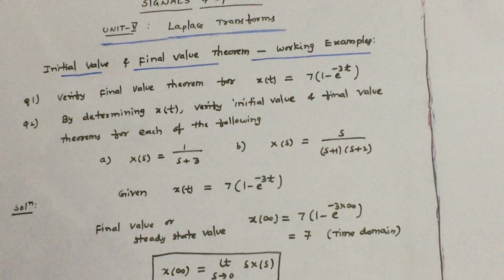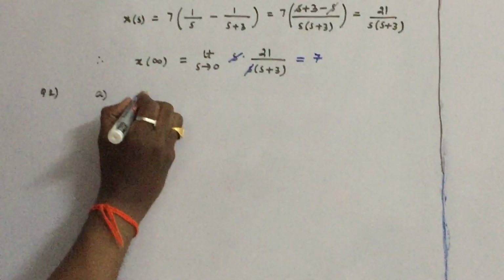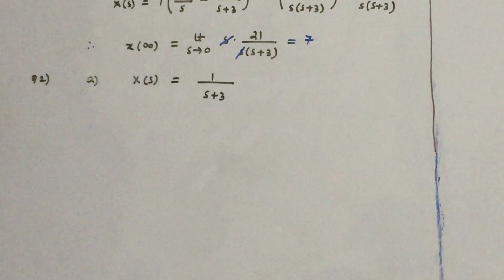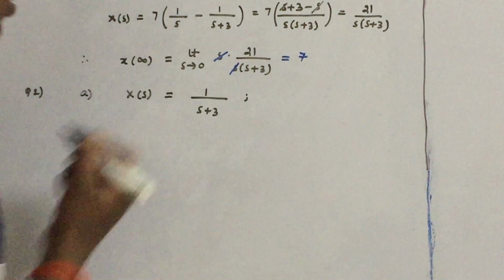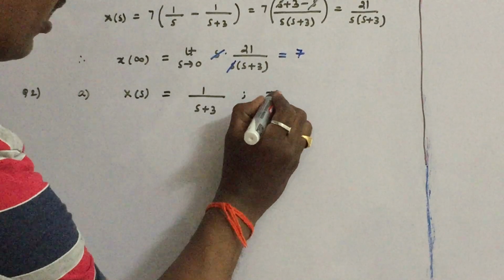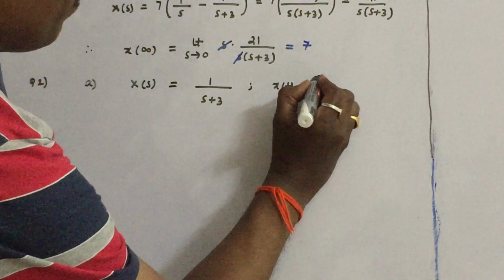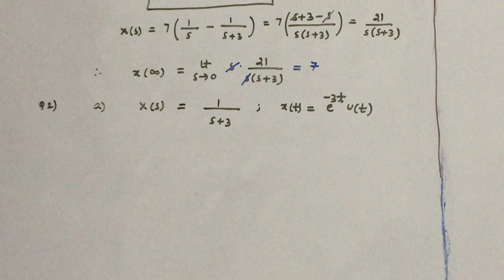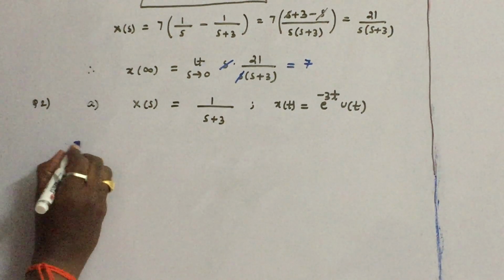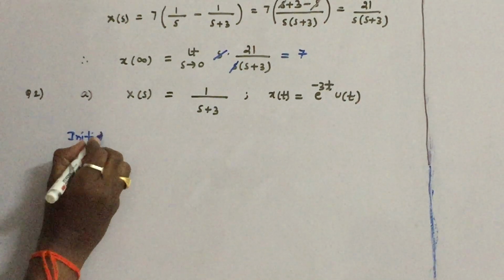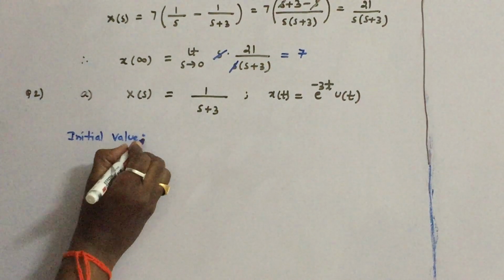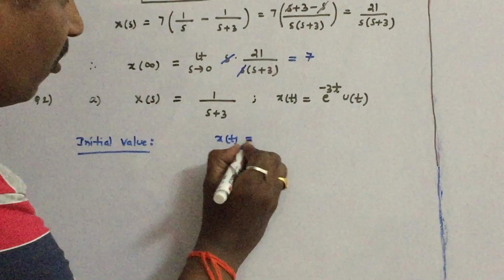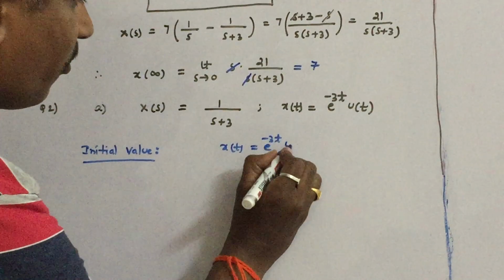So let us see the first example. So what is the first example? X of s is equal to 1 by s plus 3. So if you take the inverse Laplace transform, what is x of t? Corresponding x of t is e power minus 3t into u of t. So first let us verify the initial value in both time domain and Laplace transform domain. So what is x of t? X of t is equal to e power minus 3t into u of t.